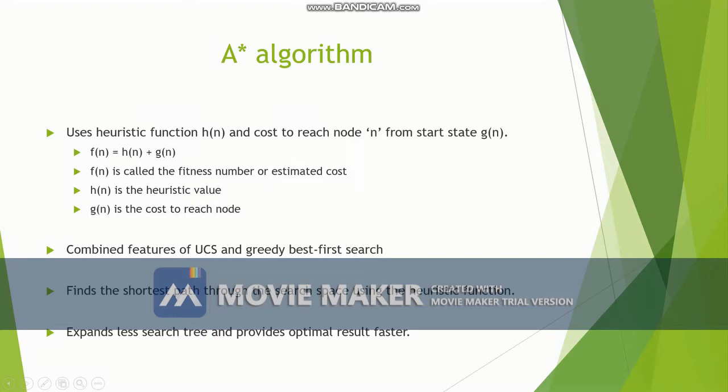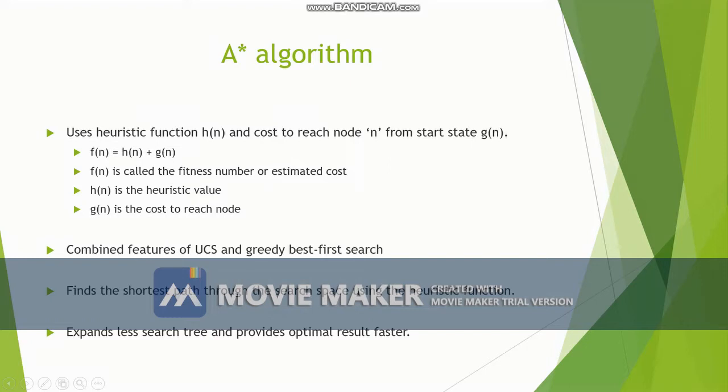h(n) is the heuristic value. Heuristic value means the cost that is required to go from one node to the goal state, and g(n) is the cost to reach the node. So from the start node to reach this particular node n, what is the cost? Using a graph we can explain this h(n) and g(n) in a more proper way.